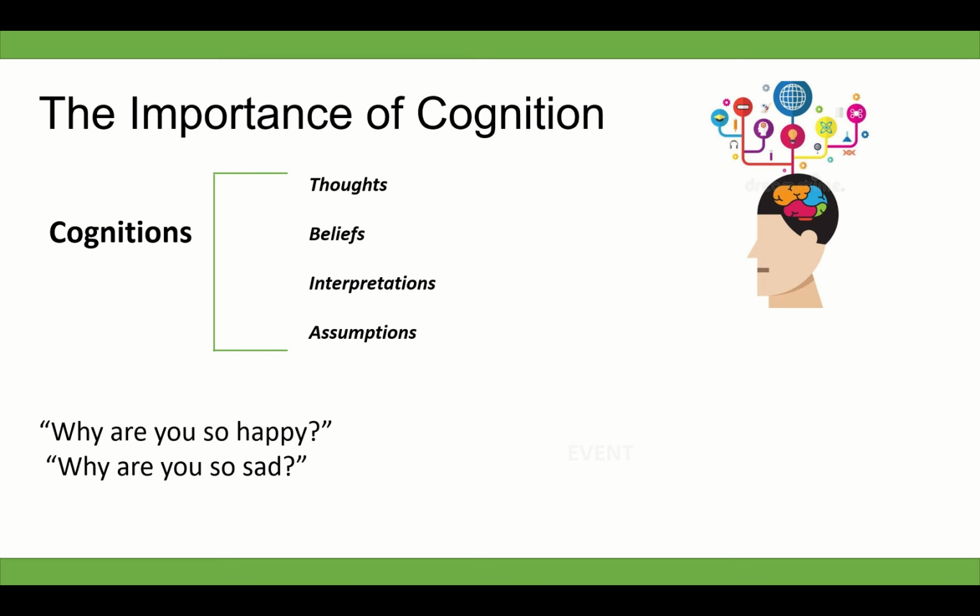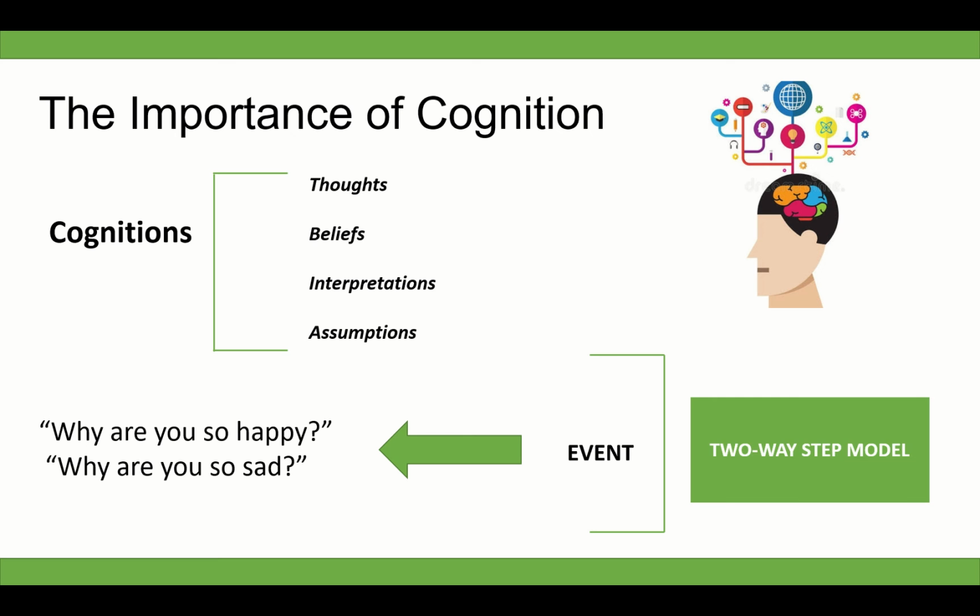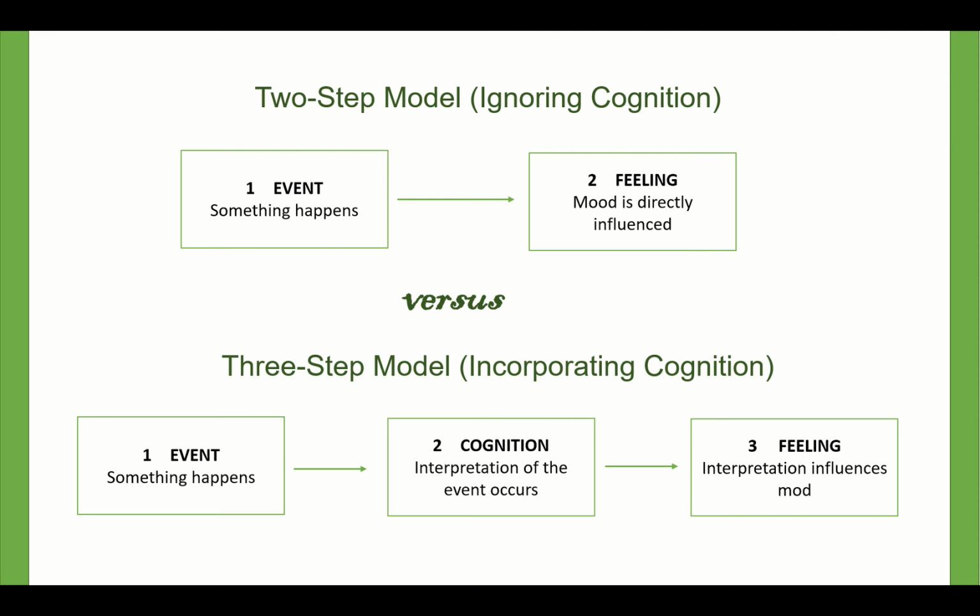Things like that. And that is what you call the two-step model, where things happen and those things directly influence our feelings. But, according to cognitive psychologists, flawed ang model because there is something missing in the middle. And so, here goes the three-step model. According to cognitive therapists, dito, na-incorporate na ang cognition.